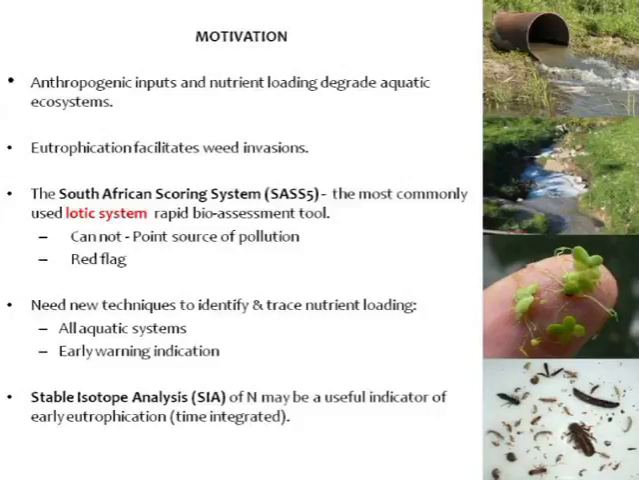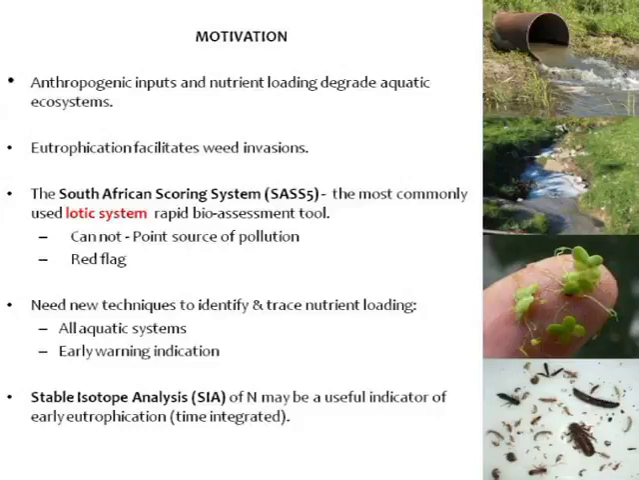In South Africa, I'm sure the freshwater ecologists will agree with me that we have the South African Scoring System, SASS, which is now on its version 5, and which is the most commonly used biotic system for rapid bioassessment. But according to Dickens and Graham, they acknowledge that this assessment cannot point to the source of pollution and only gives us red flag results, only telling us whether the river is polluted or not.